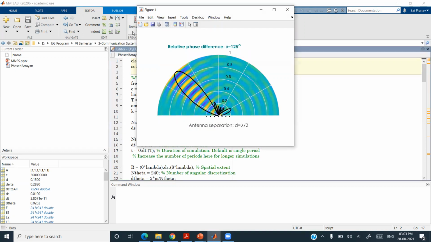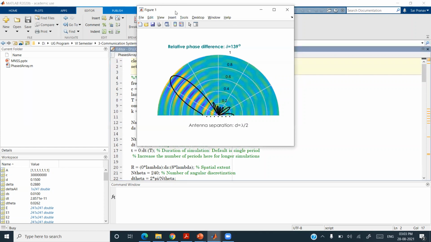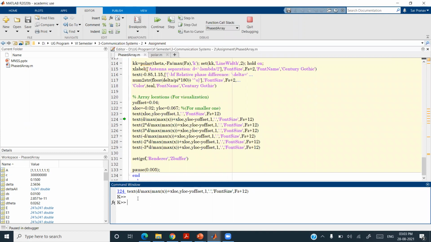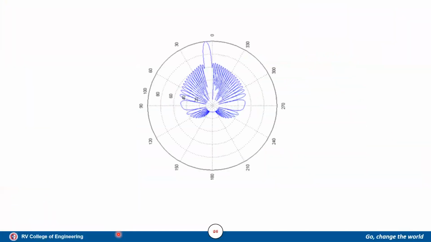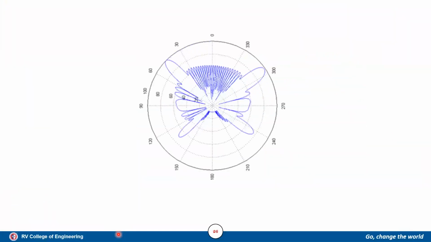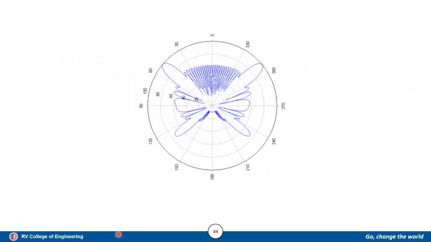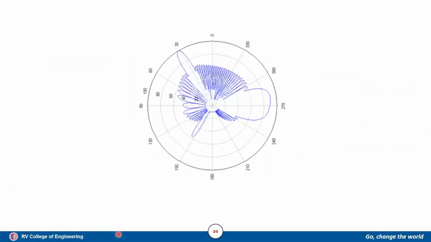So let me stop this simulation. Now we have understood how this simulation varies. So this is the faster version of the same. This is how, by providing phase shifted copies to the antenna array, we can achieve beam steering.